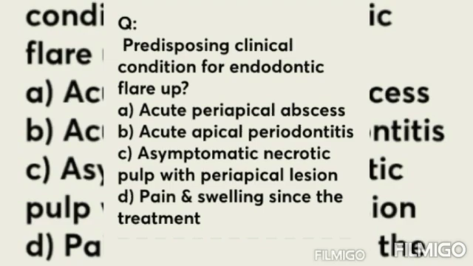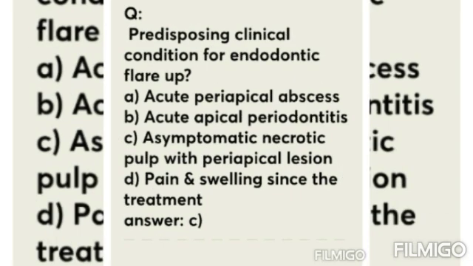Question: predisposing clinical condition for endodontic flare-up. Option A, acute periapical abscess. Option B, acute apical periodontitis. Option C, asymptomatic necrotic pulp with periapical lesion. Option D, pain and swelling since the treatment. So here the answer is asymptomatic necrotic pulp with periapical lesion, which causes endodontic flare-up.